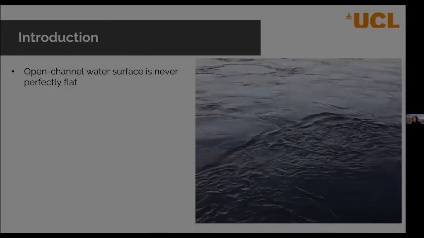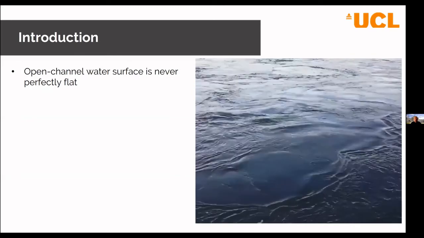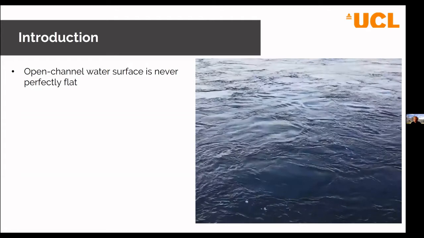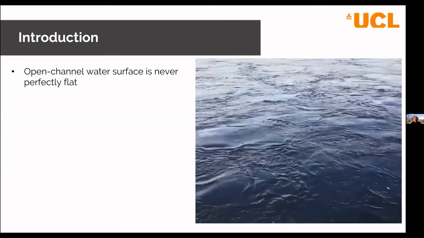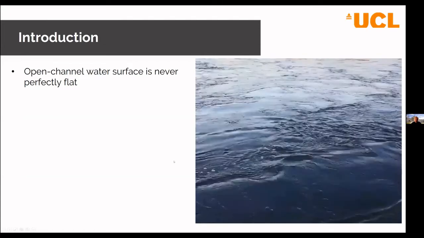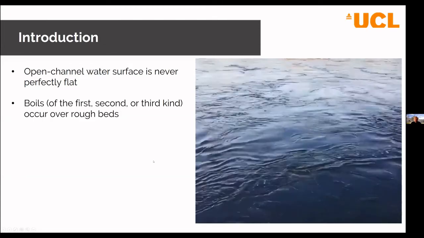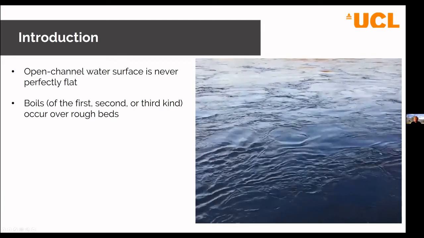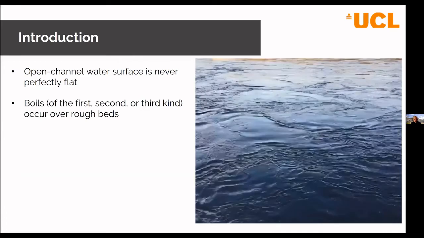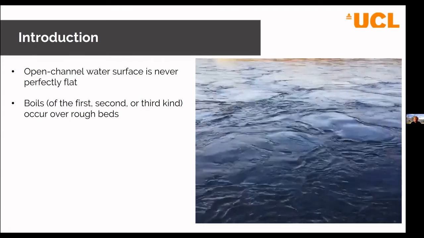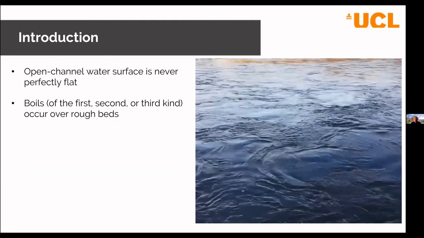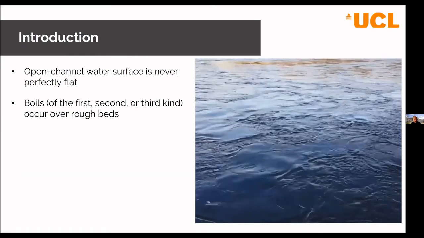This is a water surface that I filmed near the river. This is at the River Rhine, actually, in Germany. And so what you notice, and you've seen it all before, you see that there's some upwelling or what we call boils. And these boils can be of the so-called first, second, or third kind, and they occur over rough beds. Generally, first kind is sort of bathymetry, topography generated boils. Second kind is secondary currents, and third kind is sort of all background turbulence. So that's basically the small scale stuff.